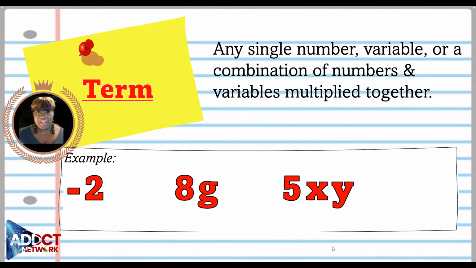In this example, we have 5xy. We have the coefficient 5 that is being multiplied times the variables x and y, which makes 5xy, one term. Our final example is the letter p. You may think that p does not have a coefficient, but there is an invisible 1 that is being multiplied times p. Moreover, p is still a term.